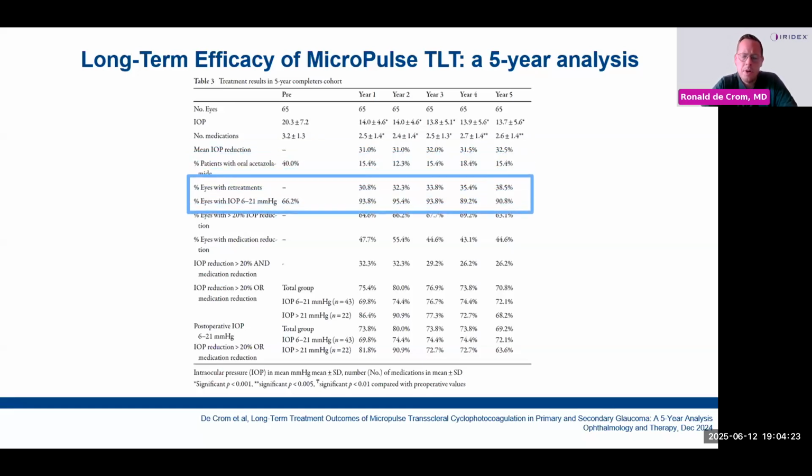And just as you saw on the previous slide, you still have some patients in whom you have to do a second treatment in order to get good results. Also here you can see that the majority of the retreatments has to be done in the first year, and afterwards it remains quite stable.